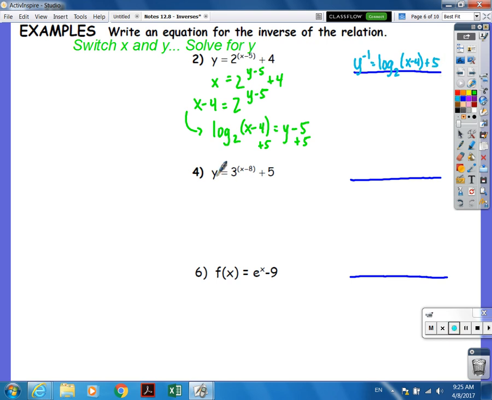Another example. I'm going to do the same thing where I rewrite. I'm going to change my y to an x, and I'm going to change my x to a y. I'm going to subtract the 5 because I need to get this base part alone, and I'll have 3 to the y minus 8.